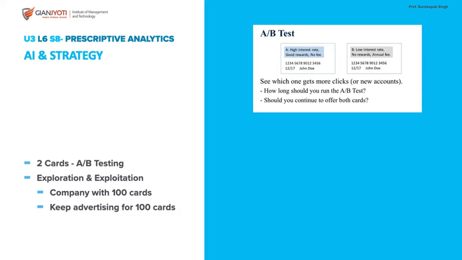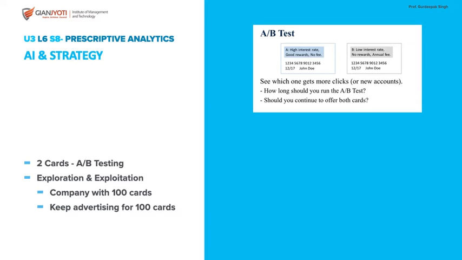Now, the last one I would like to talk about, which is very, very important, is AI and strategy. So how you can use artificial intelligence in picking up the strategy. What are the strategy choices? Which strategy would you like to pick? Now let me take one example so that I can illustrate in a better way.